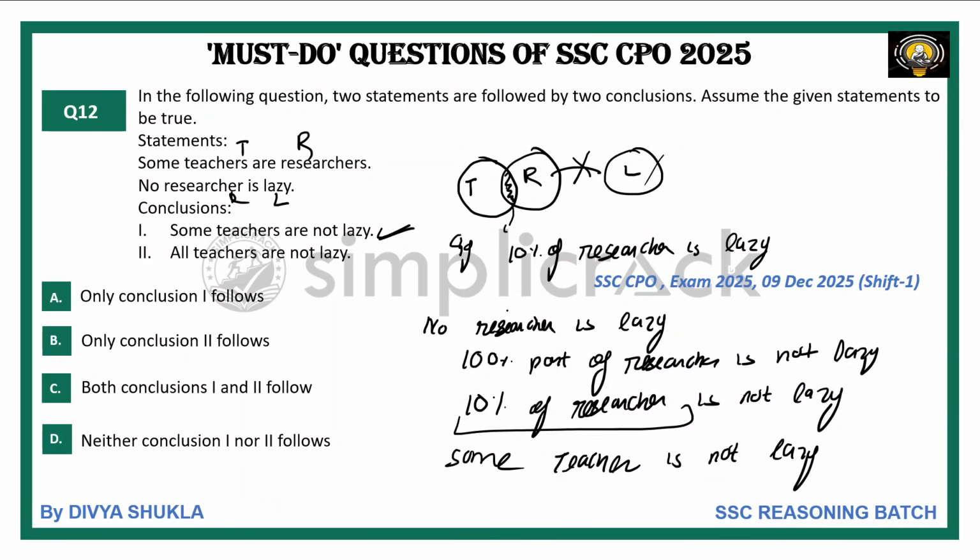Correct. Okay, "all teachers are not lazy", this is also correct. Why? Because no, no, this is not correct. Why? Because it is saying that all teachers are not lazy, that means it is saying that 100% of teachers are not lazy, but it is incorrect. Why is it incorrect? Because you only know about this 10% part, 15% part, or 20, 30% part, or 50% part. You don't know anything about the 100% part. You do not know about the remaining part.